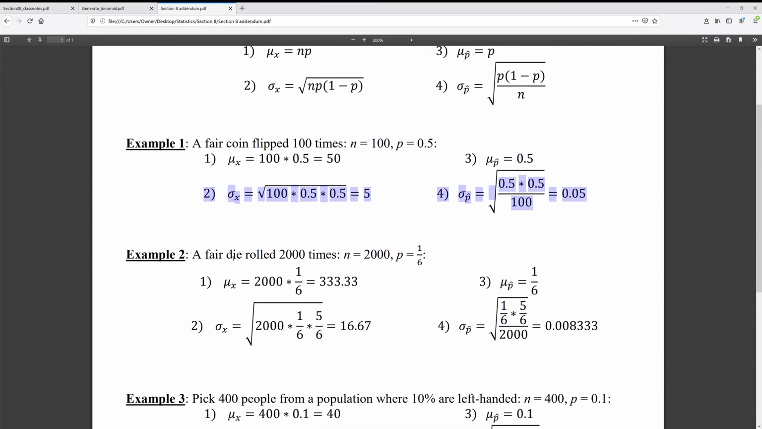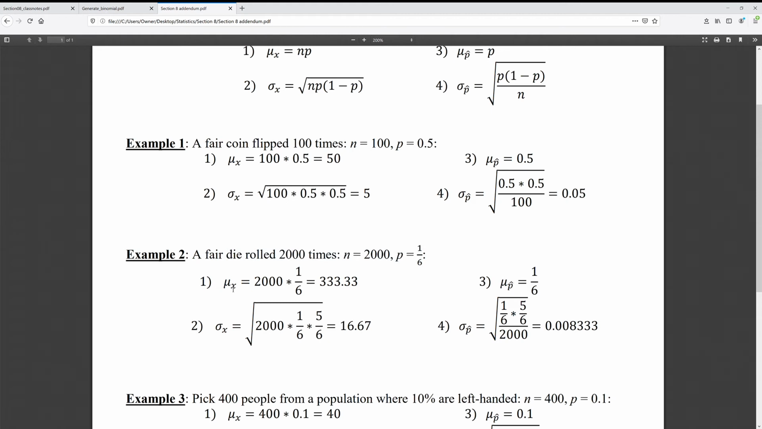Example 2. A fair die is rolled 2,000 times, and let x and p hat be the count and proportion of some particular number, let's say 1. Now again, the fact that it is a 1 is irrelevant. It might as well be 6 different colors on the cube, right? Count the number of red sides that come up, the number of ones, or the number of whatever symbol you put on that particular side of the die, a circle, a star, whatever. The fact that it is a number is irrelevant, right? Our perspective is the categorical. You get a 1, you do not get a 1. Categories.